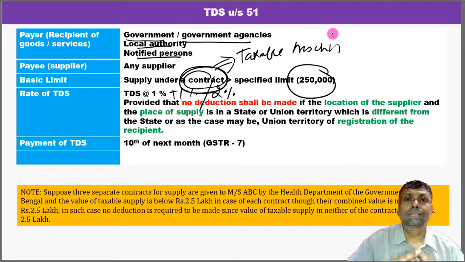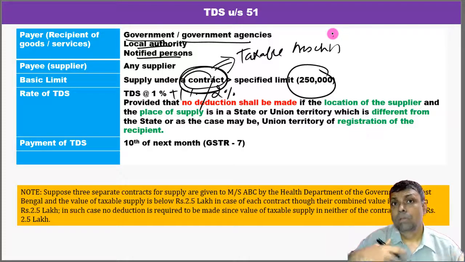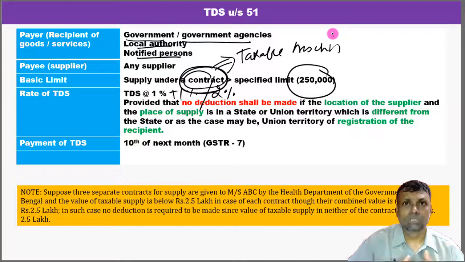In other words, for example, if you have two contracts, one contract for 2 lakhs, another contract for 2 lakhs, so the total is coming to 4 lakhs. There may be a situation that more than one contract with the same person is possible, but we have to consider the limit per contract. So if each contract is only 2 lakh rupees, and there are multiple contracts with the same person, then also TDS provisions will not be applicable. I repeat, the limit which is provided here is with respect to per contract.